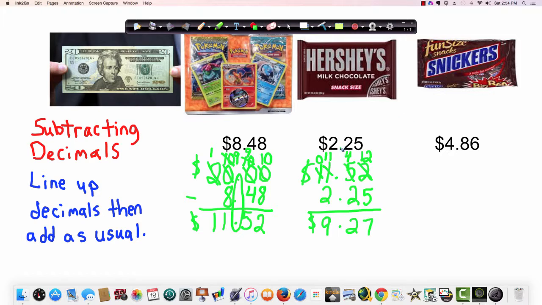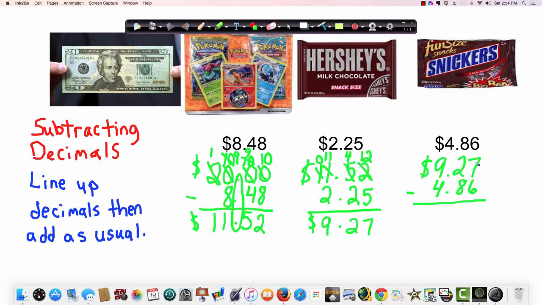Well, my brother rushes up to me and he says, "Oh, if you get that big candy bar and you get those Pokemon cards, I want a whole pack of fun-sized snack Snickers." Now, Mom may not be happy about that, but that's what he wants, and she gave you the $20 bill. So we have $9.27 left. So let me put $9.27 because that's the larger one, and I'm going to put the $4.86 underneath it. So I'm putting the $4.86 underneath because it is the smaller number. We always put the smaller number on the bottom.